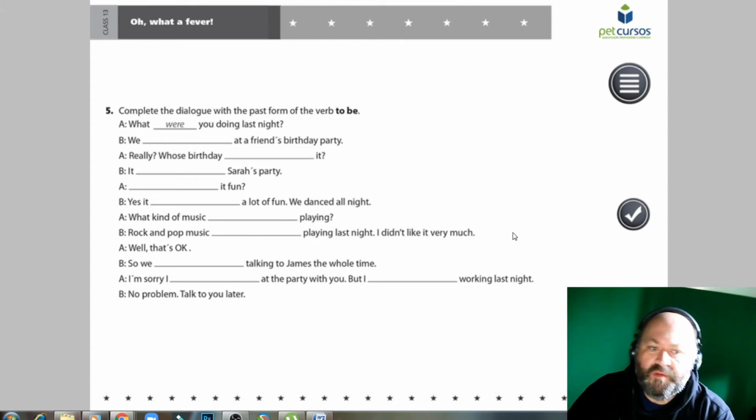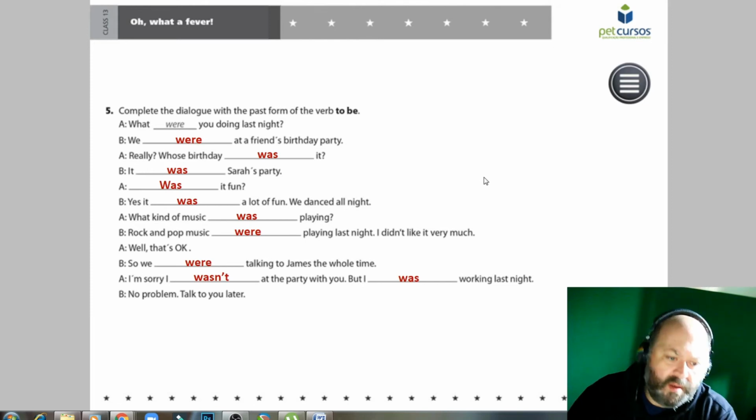Ok? Se você não fez, stop the video. Né? Pare o vídeo se você não fez. Faz aí primeiro antes de corrigir. Ok? Se você já fez, let's correct. Ok? Ó, teve uma negativa, viu?